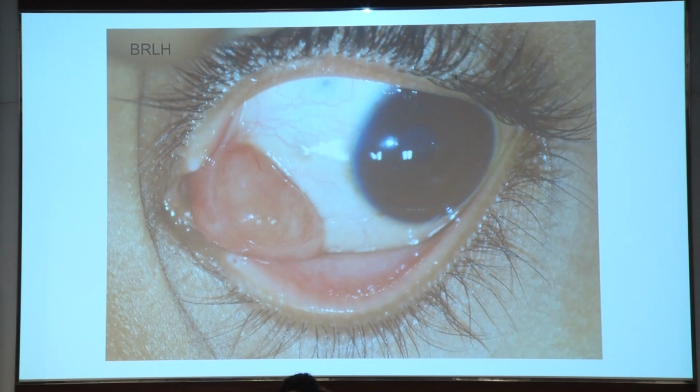So this child presented with a pinkish mass with some intrinsic vessels. When an abnormal vascularization is seen, even if it's a younger patient, then we have to see what it is. This patient was taken up for biopsy. It turned out to be a benign reactive lymphoid hyperplasia.